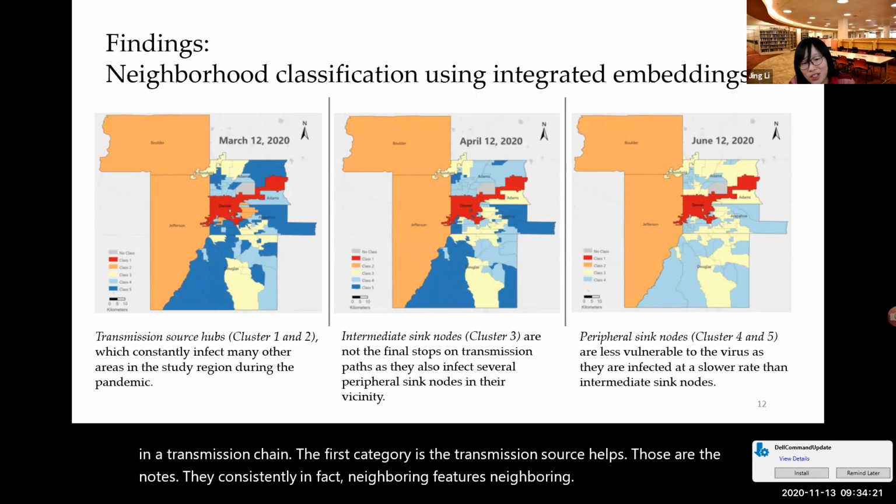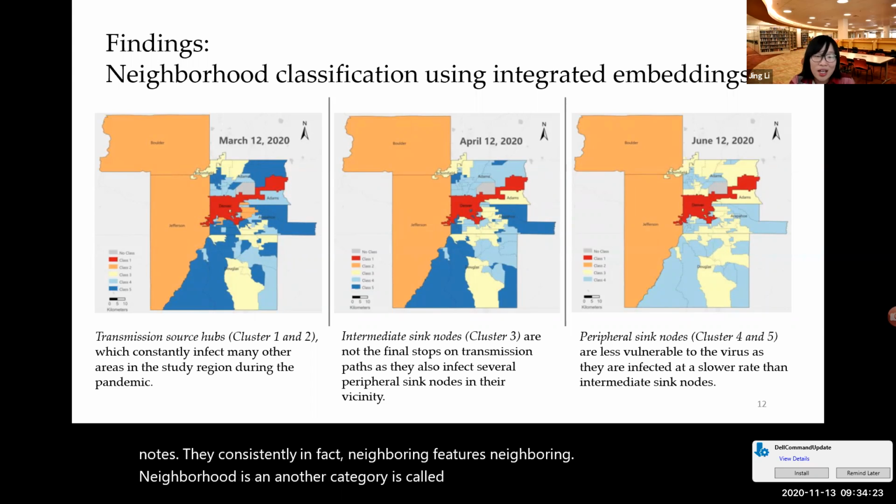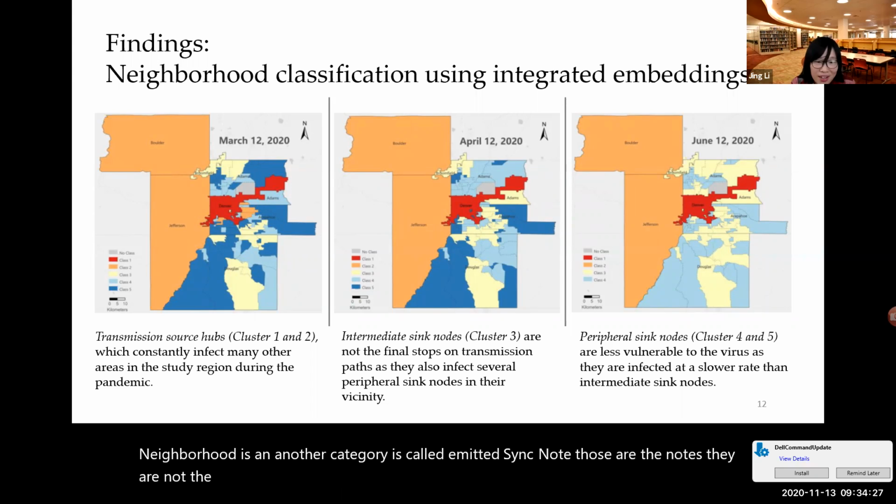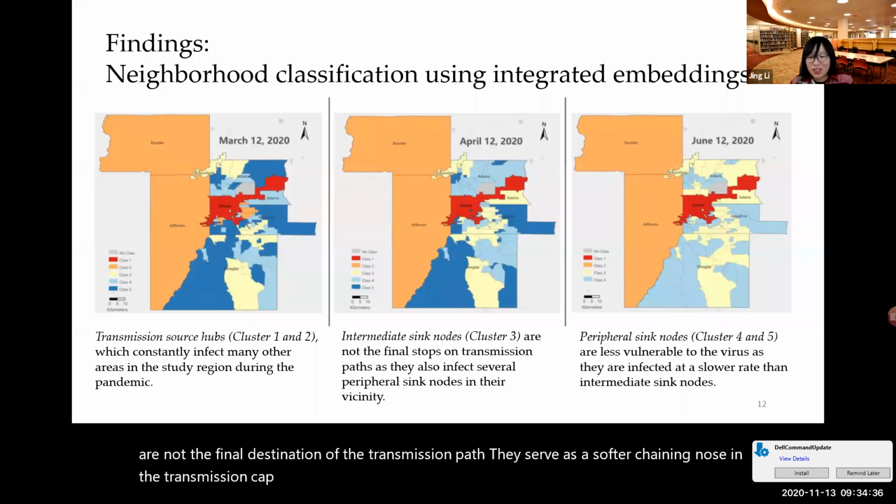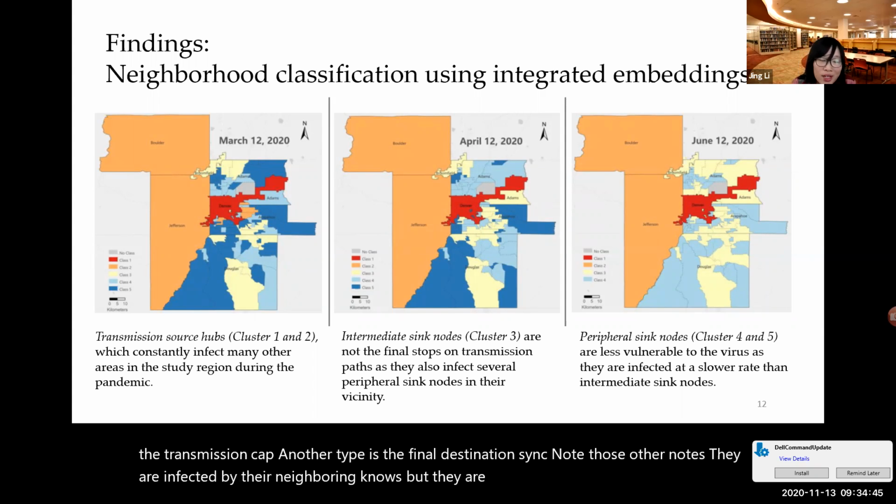Another category is called intermediate sink nodes. Those are the nodes that are not the final destination of the transmission path. They serve as sort of chaining nodes in the transmission path. Another type is the final destination sink nodes. Those are the nodes that are infected by their neighboring nodes, but they are infected at a slower rate.